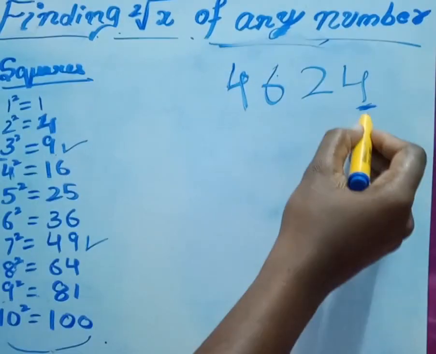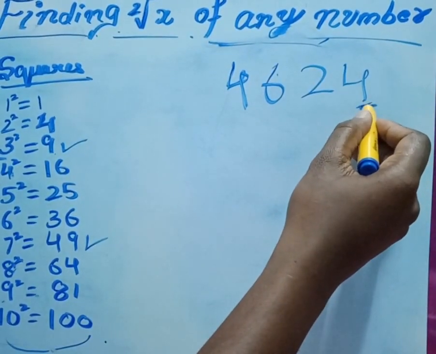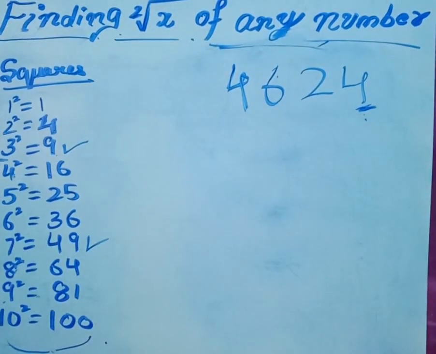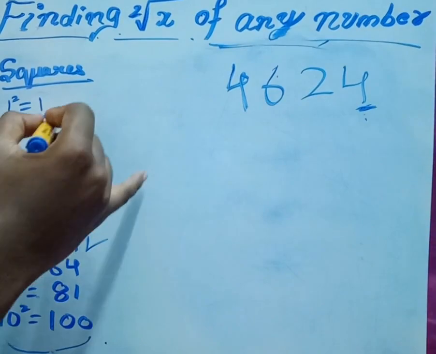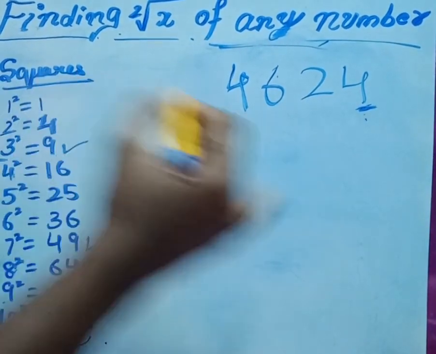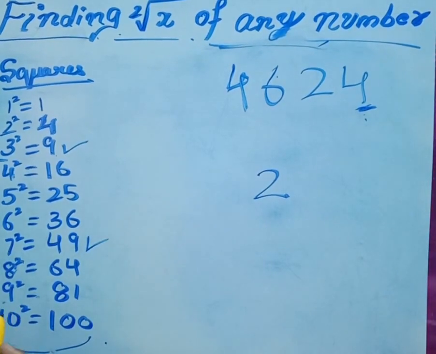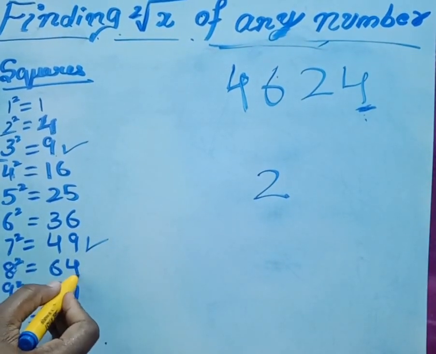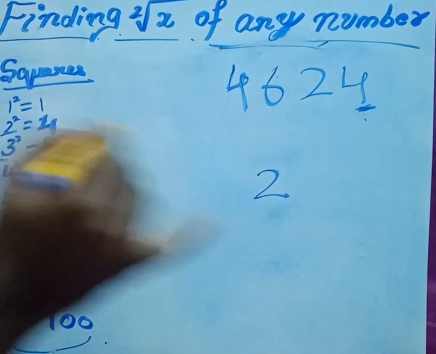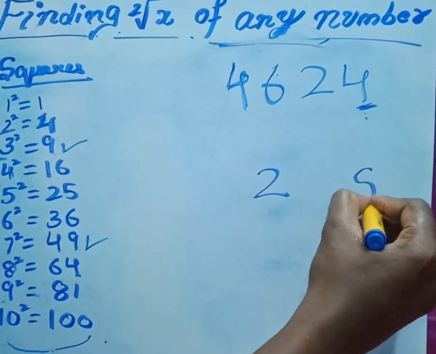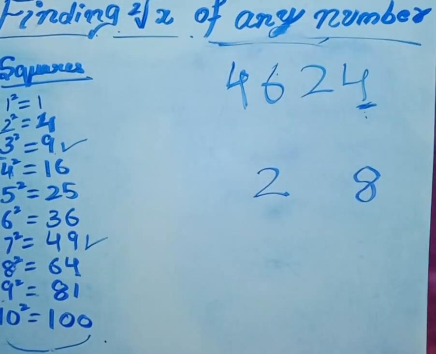So 4 is the unit digit. Now we have to see where you will get the 4 in this table. So here we are getting 4 in 2. 2 square is 4. And here 8 square is 64. So we are getting unit digit 4 in 8 square also. So you will write 2 and 8 here, right?